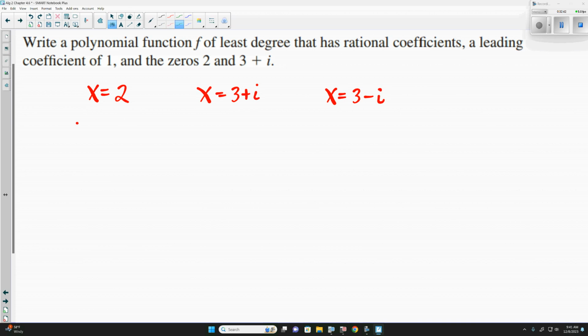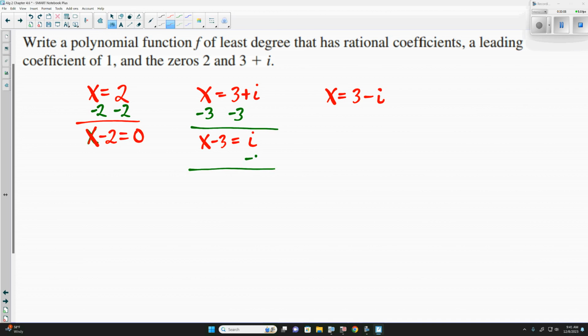Now at this point here, we need to get each one of these equal to 0. So we can subtract 2, telling us x minus 2 is 0. Yes? The next one, first thing we would do is telling us x minus 3 i. Then we would subtract our i, telling us x minus 3. Questions on how we got these first two here? Questions on this so far?